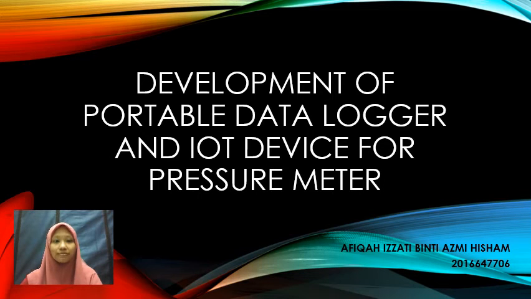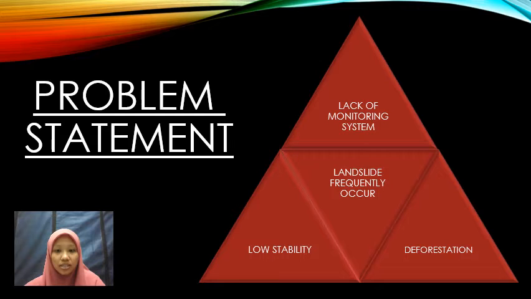The problem is that landslides frequently occur due to the lack of a monitoring system. The engineer needs to check the slope manually, while the soil has low stability due to high water content, which gives high pressure in the soil. In addition, deforestation caused by human factors contributes. Therefore, we need to develop a portable data logger and IoT device for a pressure meter to detect the pressure parameter in soil.